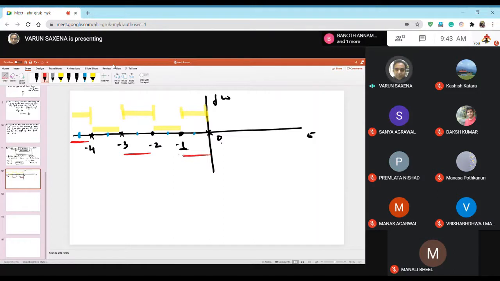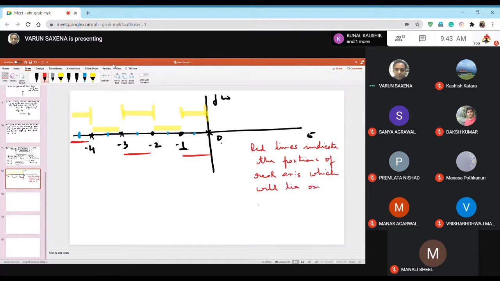Okay. So now you know that all these red lines indicate the portions of the real axis which will lie on the root locus.